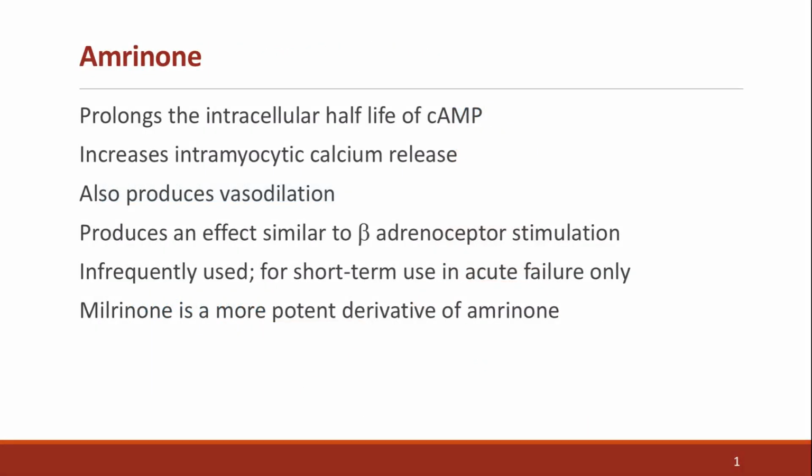Amrinone inhibits phosphodiesterase 3 in myocardial cells and increases the cyclic AMP concentration. It also increases intramyocytic calcium release. Both these effects increase cardiac force of contraction but also predispose to arrhythmia in the long run. Amrinone also produces vasodilation that also helps support deteriorating cardiac output, like any drug that reduces preload or afterload. It is used only in short-term management of acute decompensated heart failure. Milrinone is a more potent derivative of amrinone, with fewer side effects.